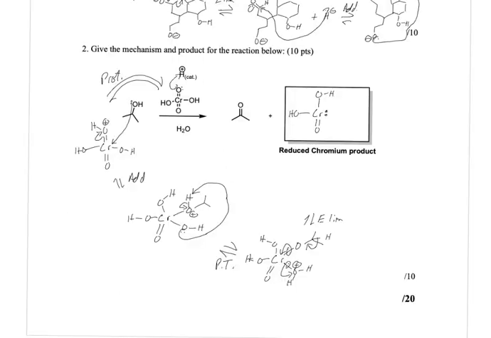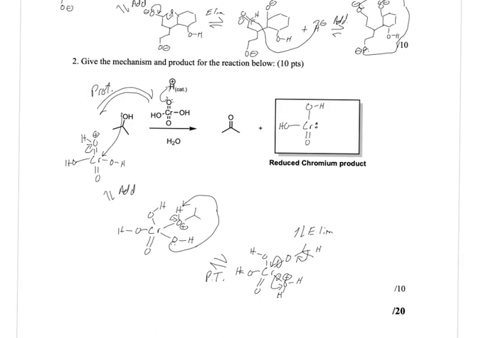So for number 2, we have an oxidation, and it's chromium. It's CrO4H2, so it's a strong oxidizer, but it doesn't really matter in this case. We go from a secondary alcohol to a ketone, so there's just one H removed. And we also could have used PCC to do this, but you don't know the mechanism with PCC.